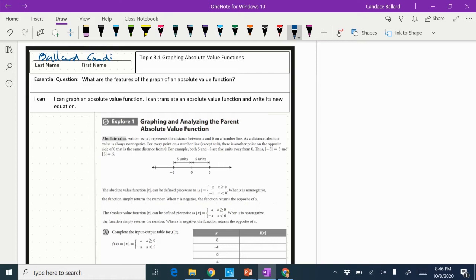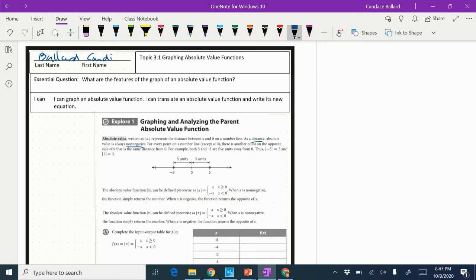So let's review what absolute value is. Again, this should not be a new concept. So absolute value, written as an x with these bars around it, represents the distance between x and any number on the number line. As a distance, absolute value is always non-negative. So when we're talking about it in terms of distance, it's always non-negative, which means it's positive.